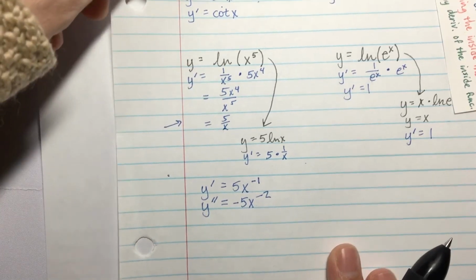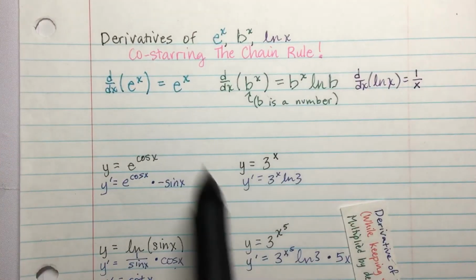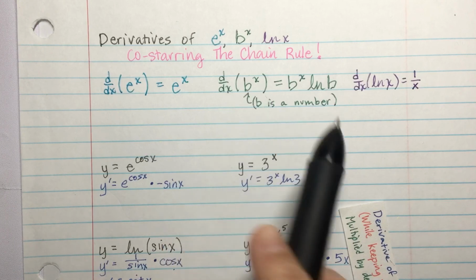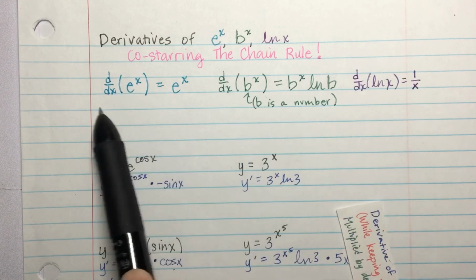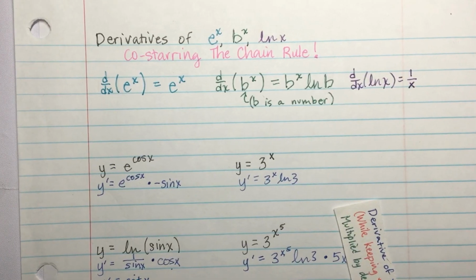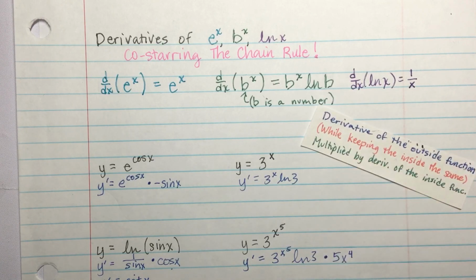So there are our derivatives of e to the x, b to the x, and natural log x. And again, add these to your list. And also, don't forget about the chain rule.